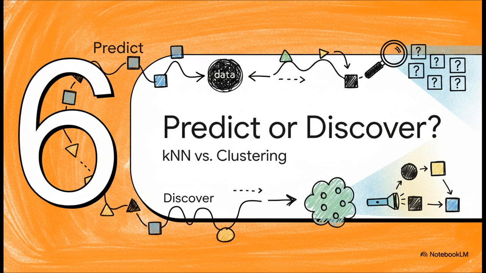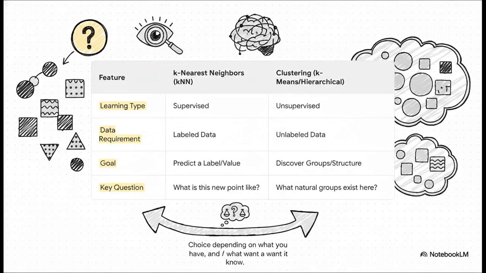So there you have it. We started with just a bunch of data and walked down two totally different roads. One used labels to predict things. The other used nothing but the data itself to discover hidden patterns. Let's pull back for a second and put them side by side to really nail down the differences. This really lays it all out, doesn't it? On one side, you've got K nearest neighbors. That's supervised learning. It absolutely needs labeled data to work, and its goal is all about prediction.